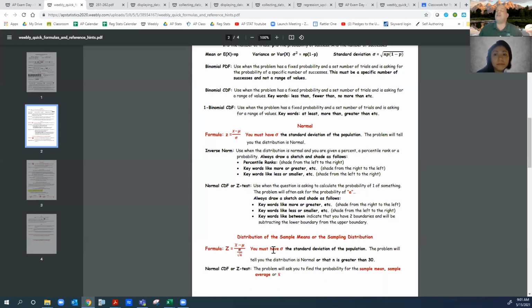Now, I do not have to have a sample size of 30 to use this. I have to have the standard deviation of the population, and they need to tell me that it's normal. So two things: it needs to be normal, they need to tell me it's normal, and I have to have the standard deviation of the population.